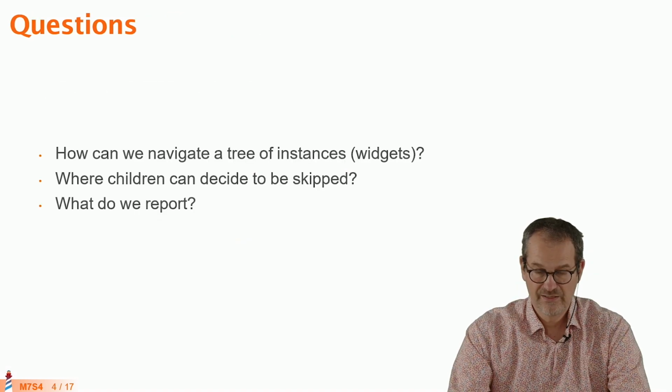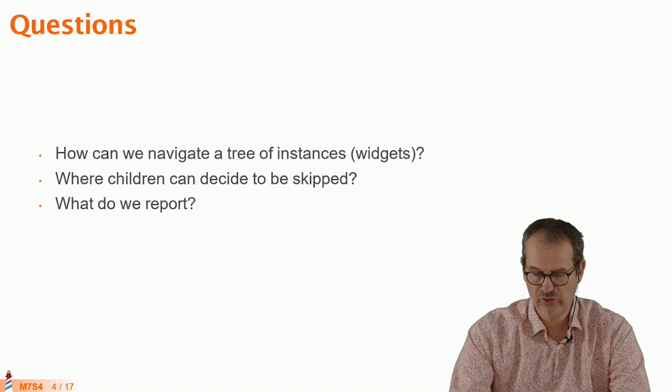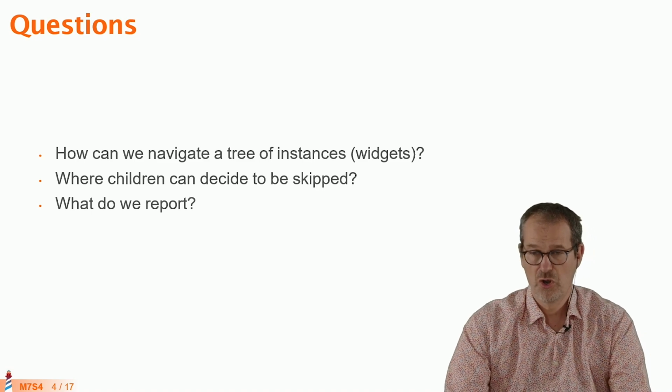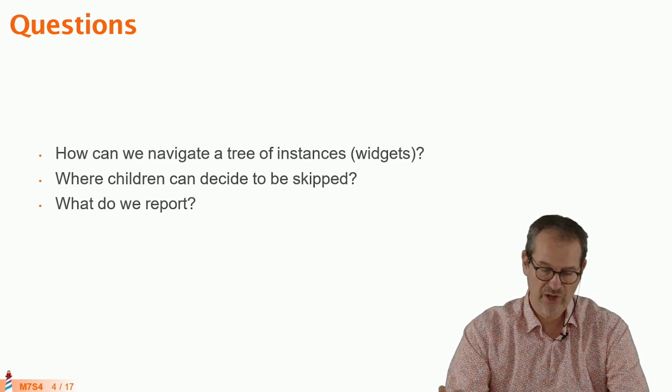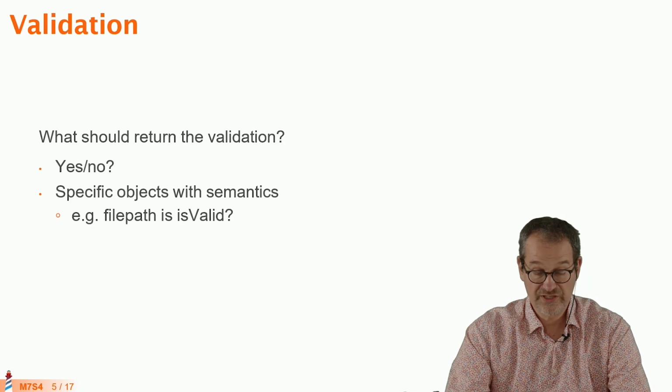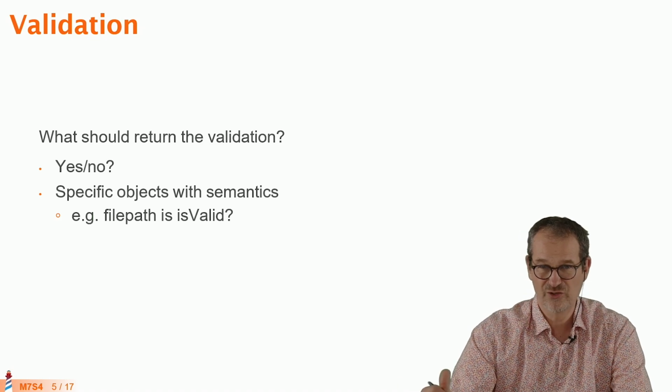To answer this question, we should think about how we navigate a tree of instances. Can we get children that decide that they don't care, or yes, this is my report? What do we report also? For example, what should the validation report? Should it report a yes or no?